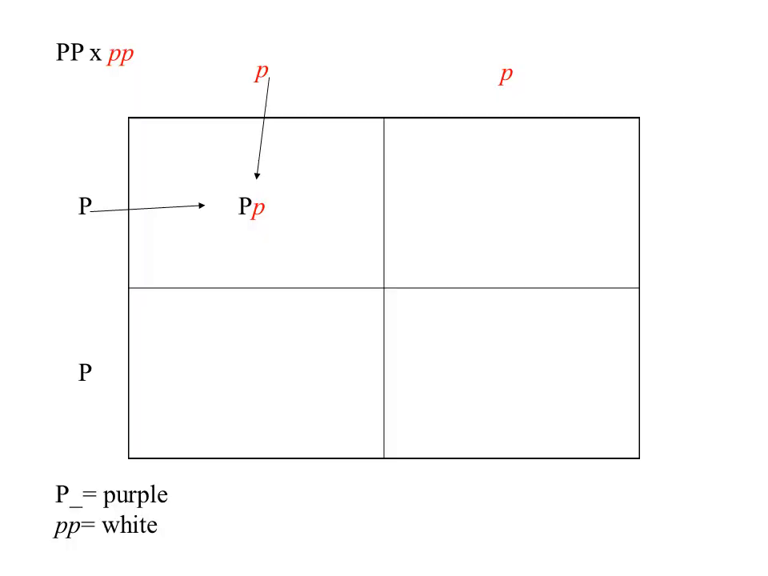This is how it should look. Big P's are the ones to the far left. The little p's are the ones on the top. You're going to multiply this, or bring this down and across. You're going to do the next ones the same way. And then now you're done with the Punnett square. It's that easy.